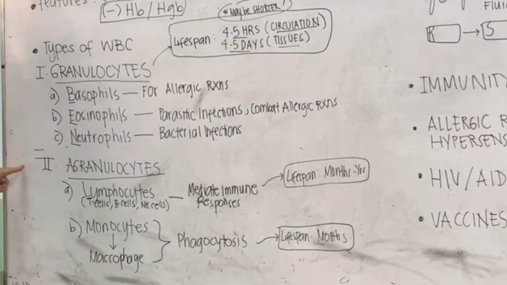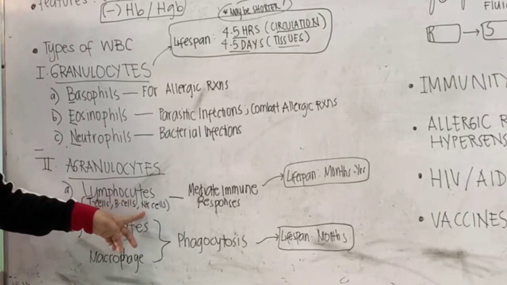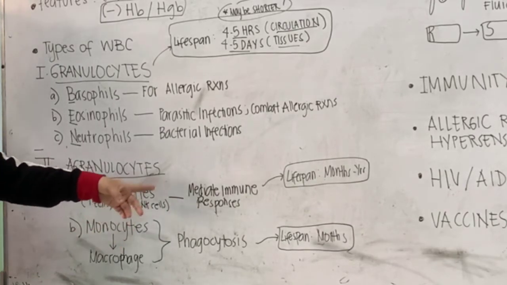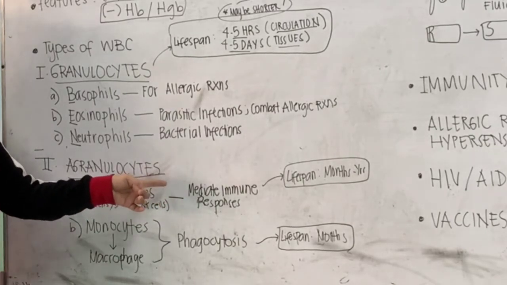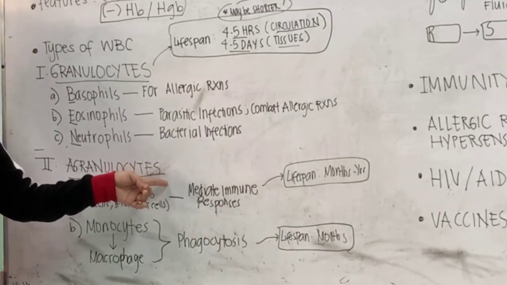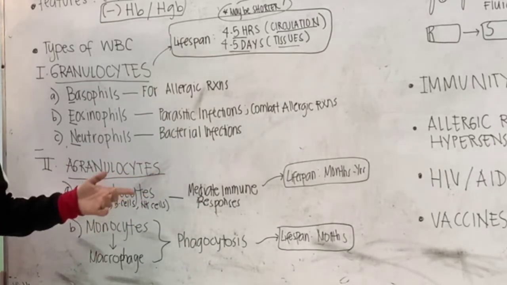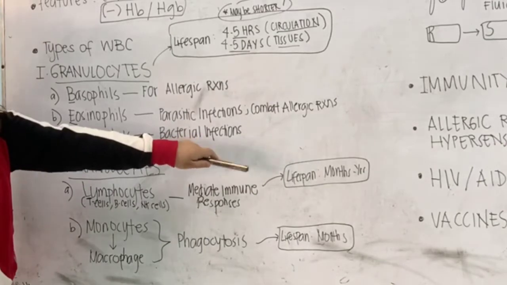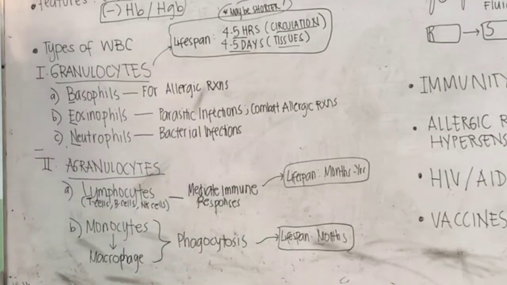Next, we have your agranulocytes. You have two types: your lymphocytes and your monocytes. Lymphocytes include your T cells, your B cells, and your natural killer cells or NK cells. These typically mediate immune responses. They are the main ones facing the virus or bacteria. And their lifespan can be months or years. This will be explained later on.